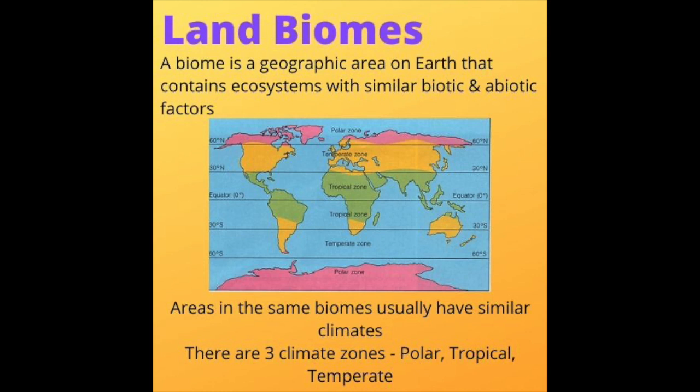Before we get started, though, you need to be aware that there are 3 different climate zones on our Earth. If you look at the picture, there are polar, tropical, and temperate climate zones. Polar is pink, tropical is the green, and temperate is the yellowish orange color.